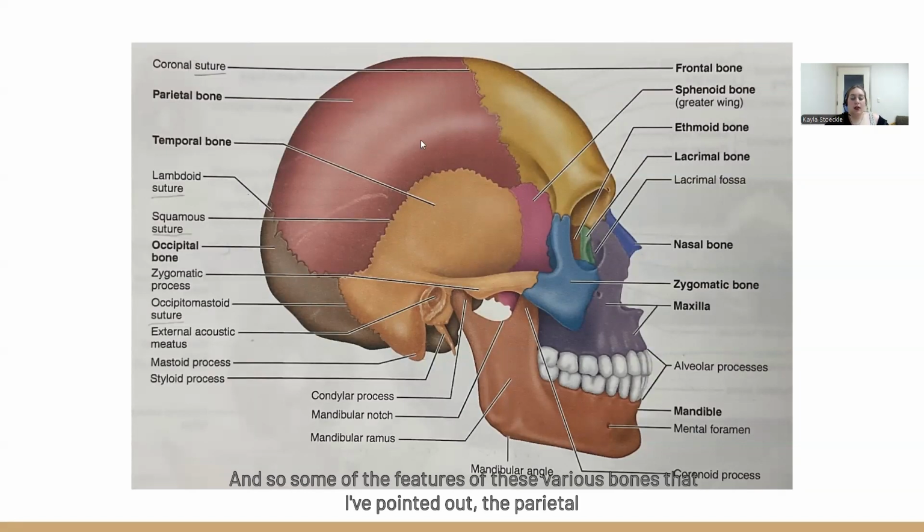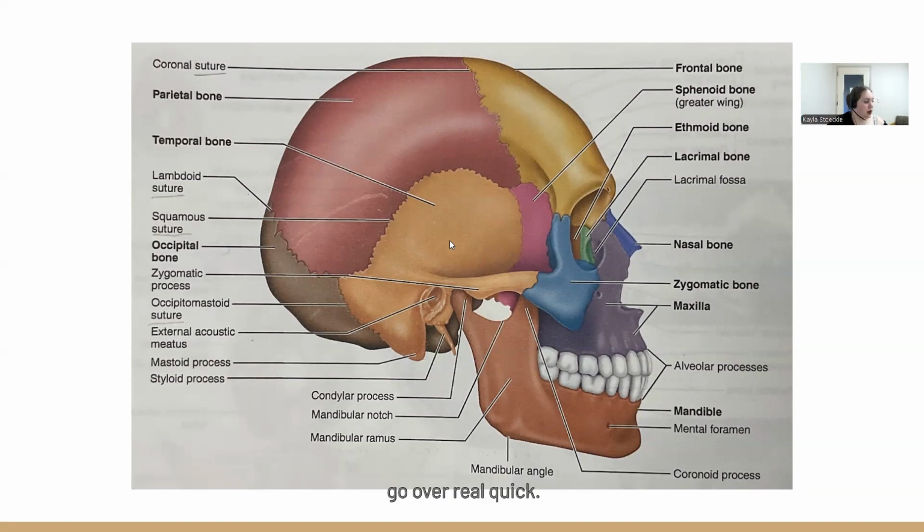And so some of the features of these various bones that I've pointed out, the parietal, occipital, and temporal bones, I'll go over real quick. So the parietal bones don't really have any significant features. The temporal bone, though, has quite a few features on it.